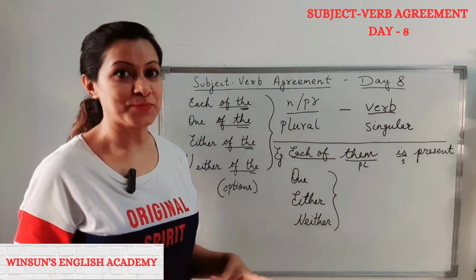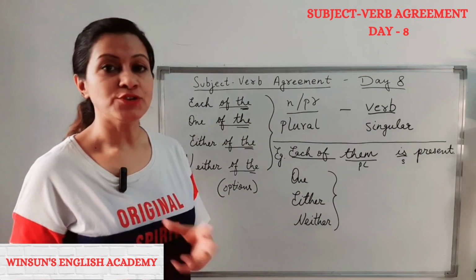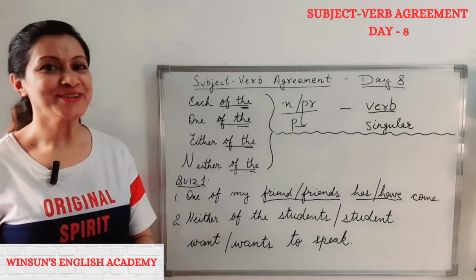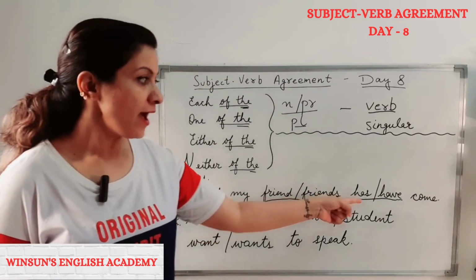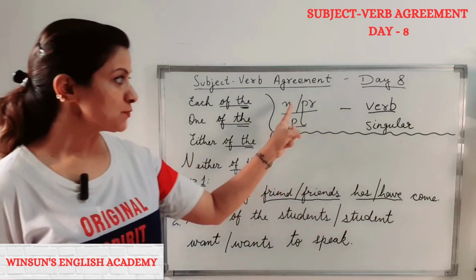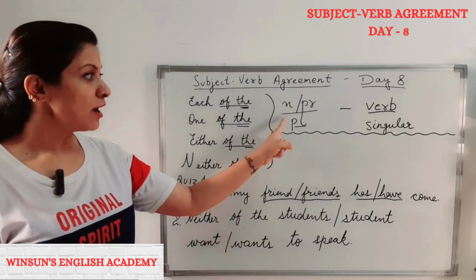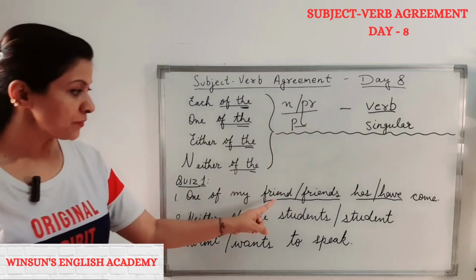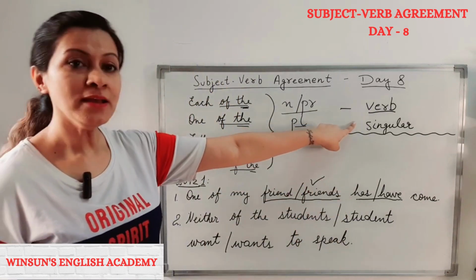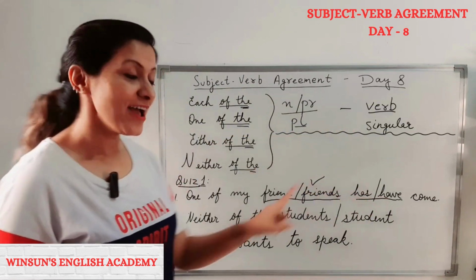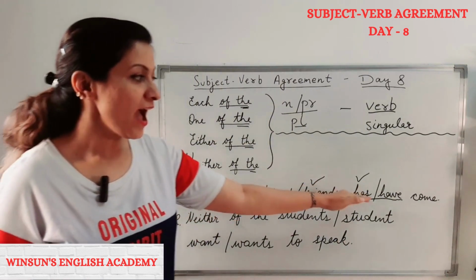It's that simple. Now, we are going to have different quizzes, okay, for different topics to check your understanding. Ready for the quiz? Great. One of my friend or friends has or have come. Now, the first one, noun or pronoun must be plural. These are countable nouns, okay? So, noun and pronoun must be plural. So, friend or friends, friends. And the verb must be singular. So, has or have, has.